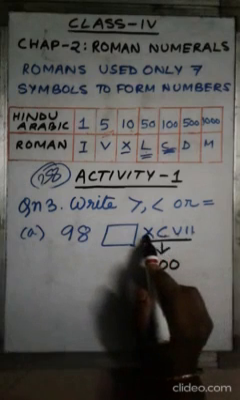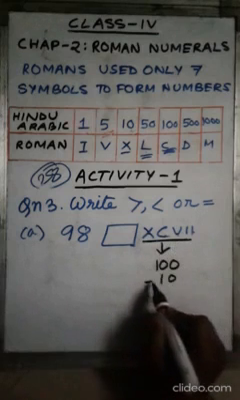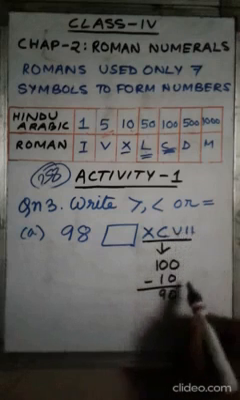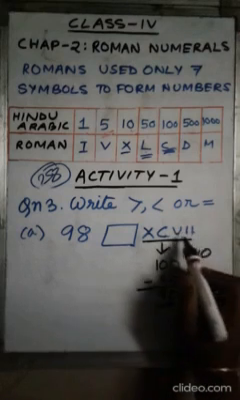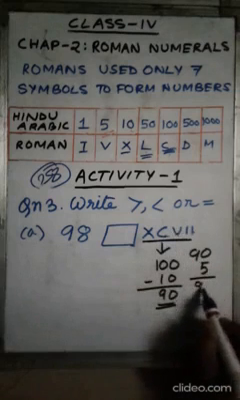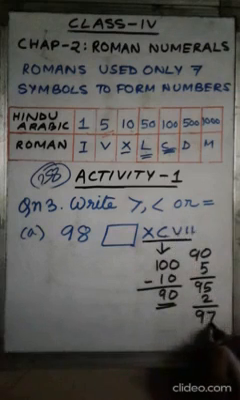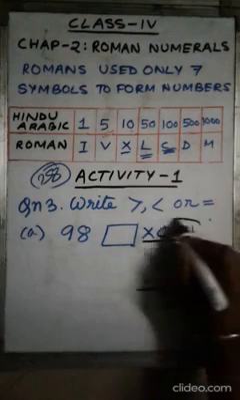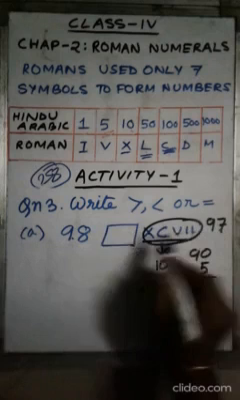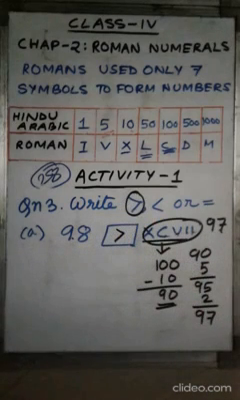It is on the left side, so it will be subtracted. So we get 90. It is on the right side, so with 90 the value of the right side is 5, 95. After 5 we have 2, so it is 97. So for this we have value 97. 98 is greater than 97, so we will have this symbol. You have to solve the problems like this.